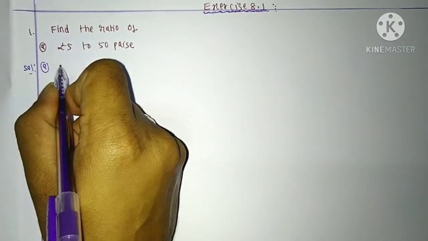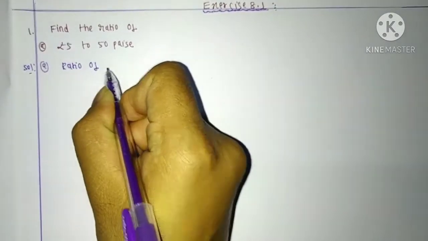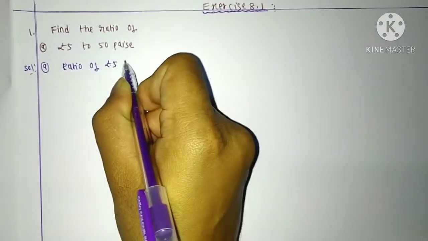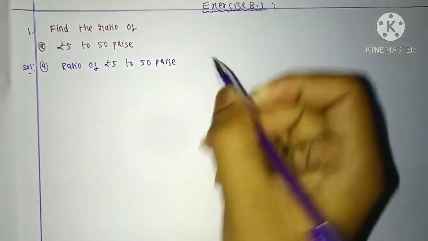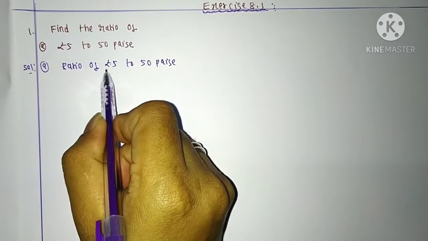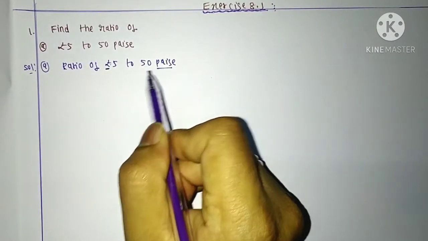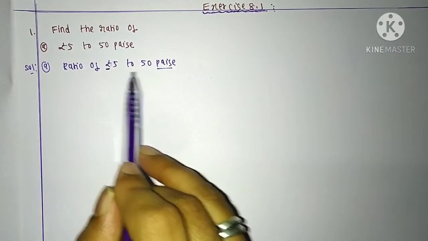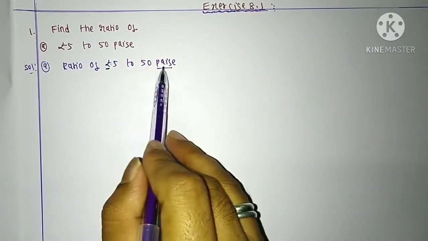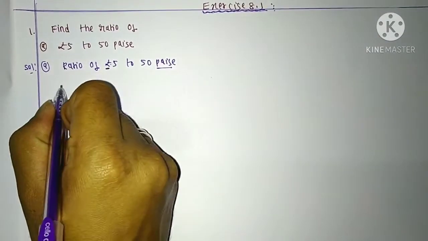They're asking us to find the ratio of 5 rupees to 50 paise. Now check whether the given units are the same or not. Here the unit is rupees, here the unit is paise. So we cannot find the ratio directly. The first thing is that we have to convert them into the same units. Either we convert paise into rupees or rupees into paise. Now let us see how to solve this one.